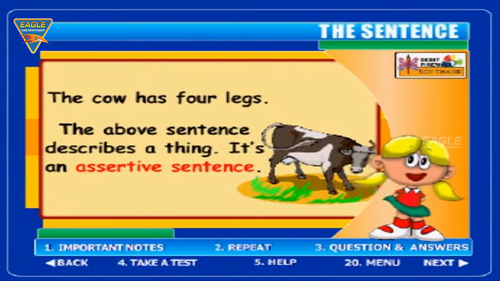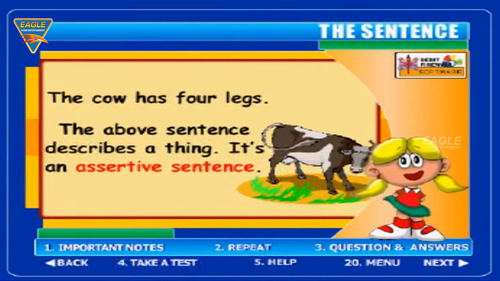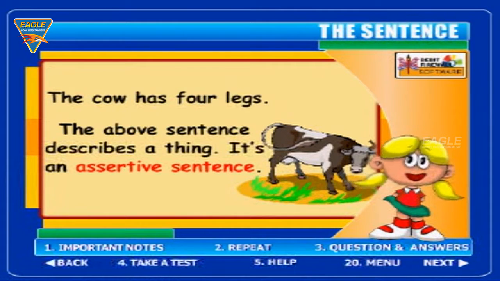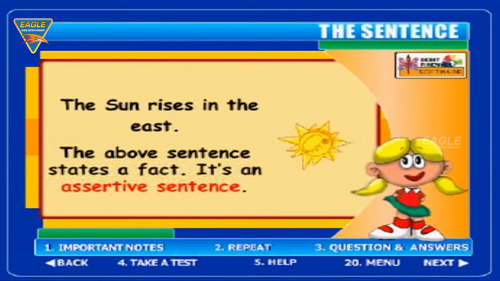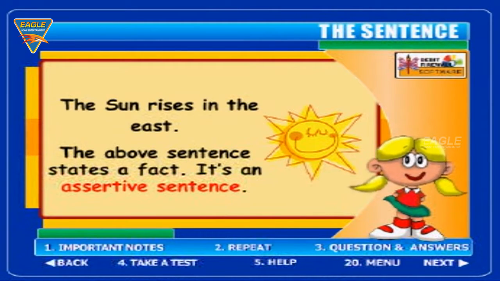The cow has 4 legs. The above sentence describes a thing. It's an assertive sentence. The sun rises in the east. The above sentence states a fact. It's an assertive sentence.